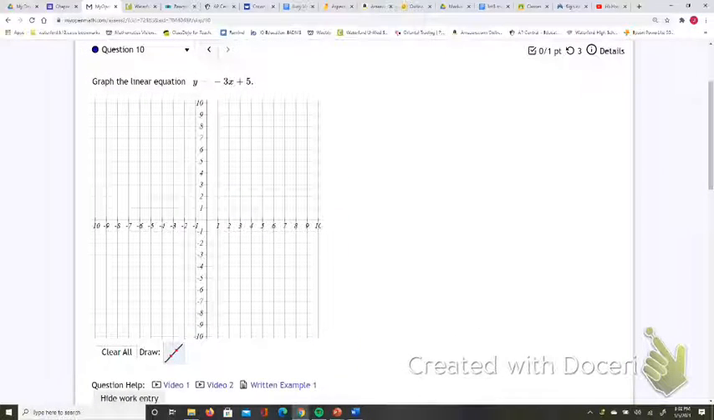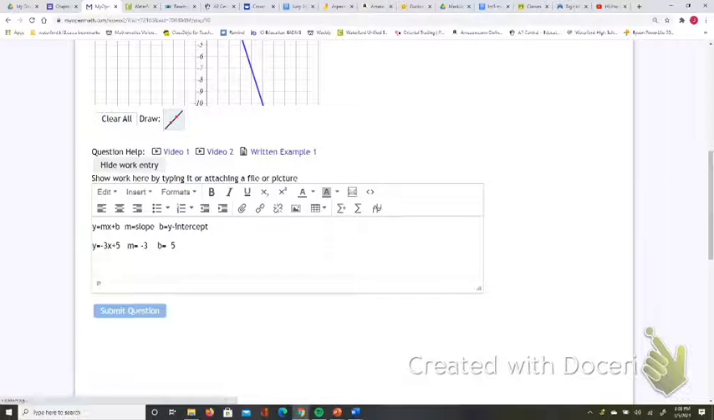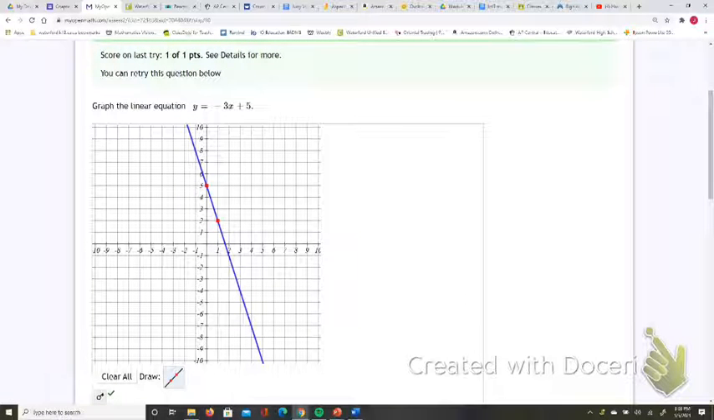Okay, so we always start with the b, which is 5. So we have a dot at 5. And our slope is negative 3. Now, when our slope is a whole number, we make it a fraction. So it's negative 3 over 1. So we go down 3, right 1. And we submit. And we are done.